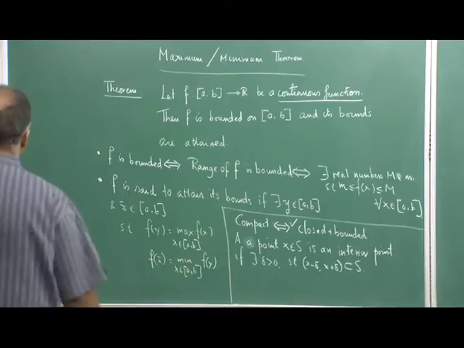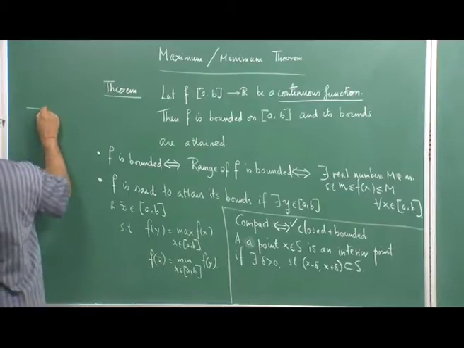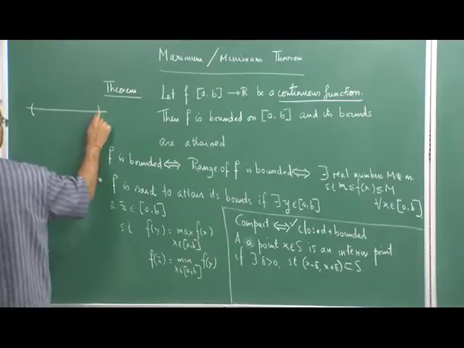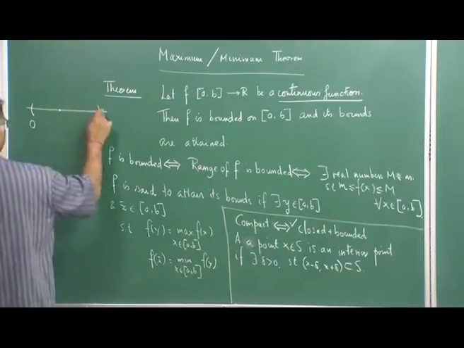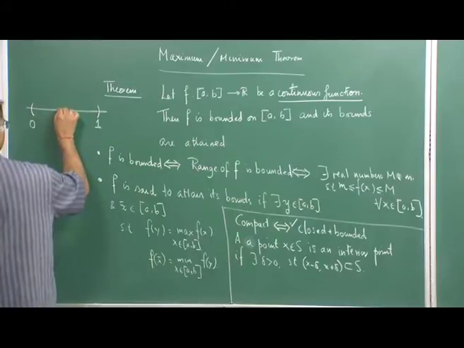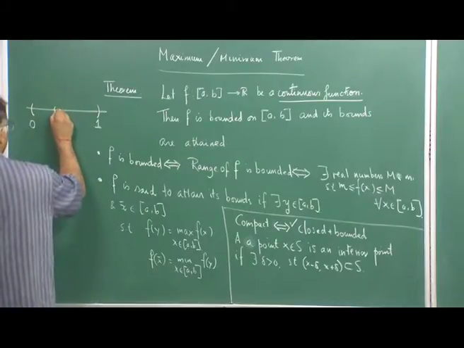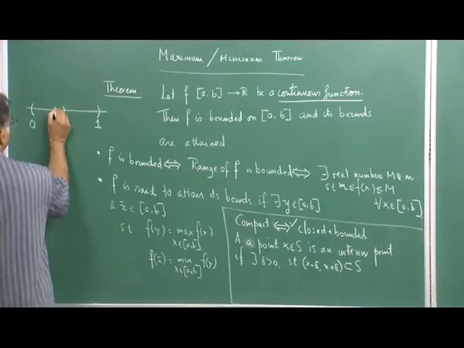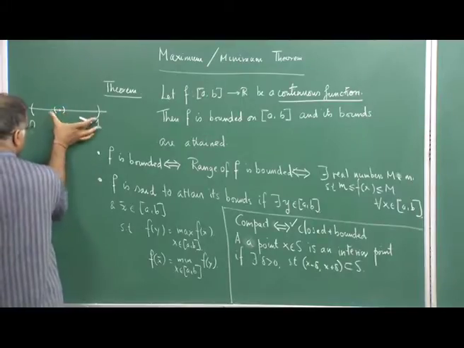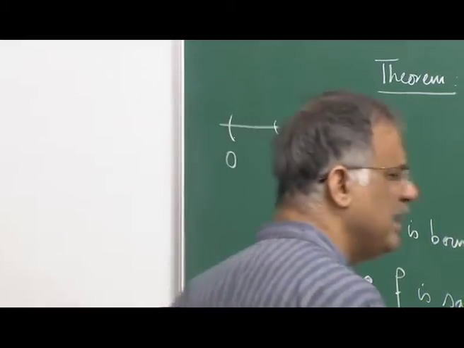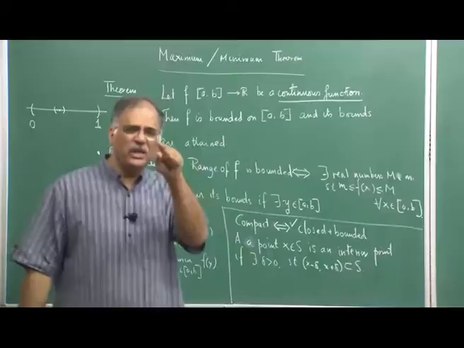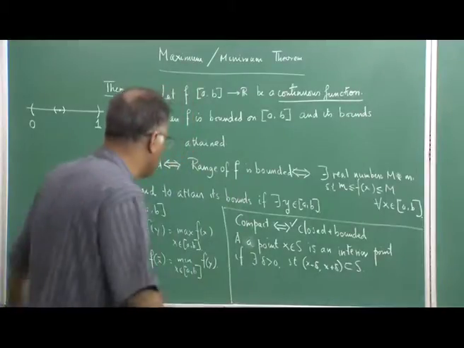For example, if you take a set like this, say 0 1 open interval, take any point here, do not take these points 1 and 0, take any point here, you can always get a small neighborhood around it. And this small neighborhood is inside this set 0 1, inside the open interval 0 1. So, a set is said to be open if all its points are interior points.